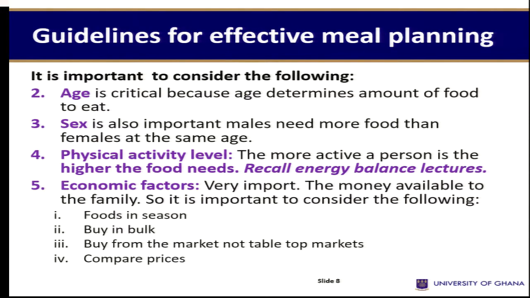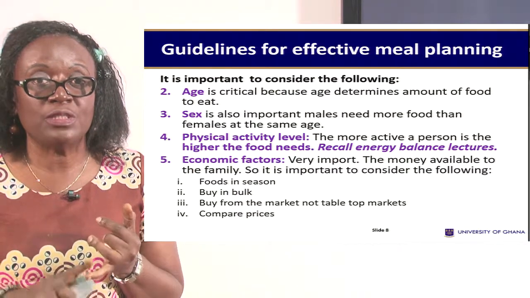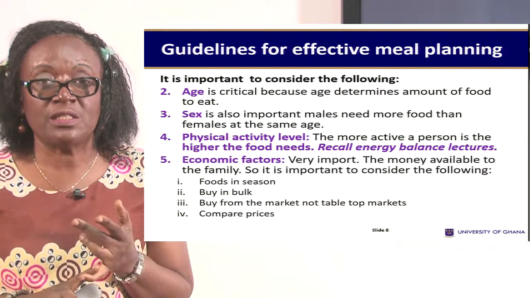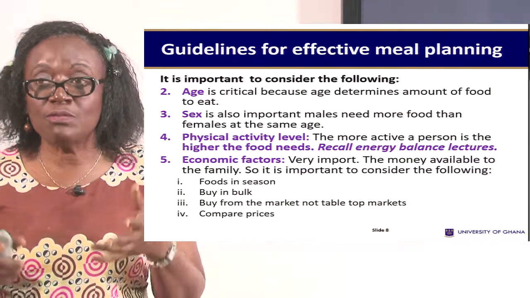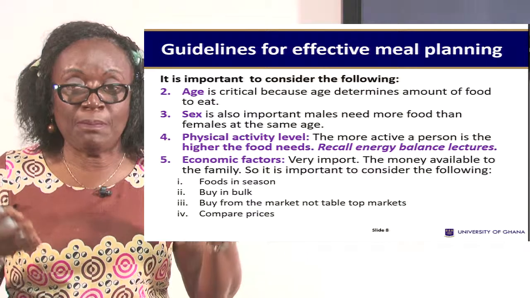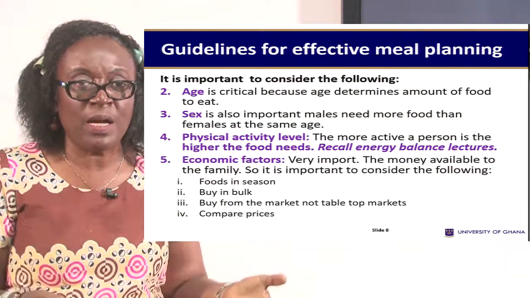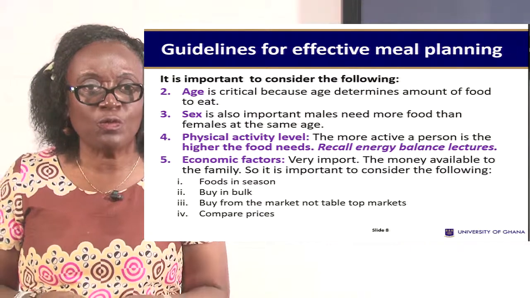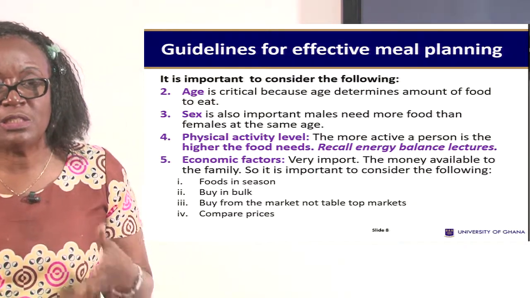Physical activity level is also very, very important. Somebody who is more physically active should get more energy-rich foods than somebody who is not. Very, very important. Then economic factors, as I said, should also be considered. And sometimes it is important to help mothers know there are places, markets, where to buy from. Yes, buying in bulk to get cheaper, rather than buying one by one from kiosks and corner shops and so forth. Going to the market and buying in bulk is cheaper.